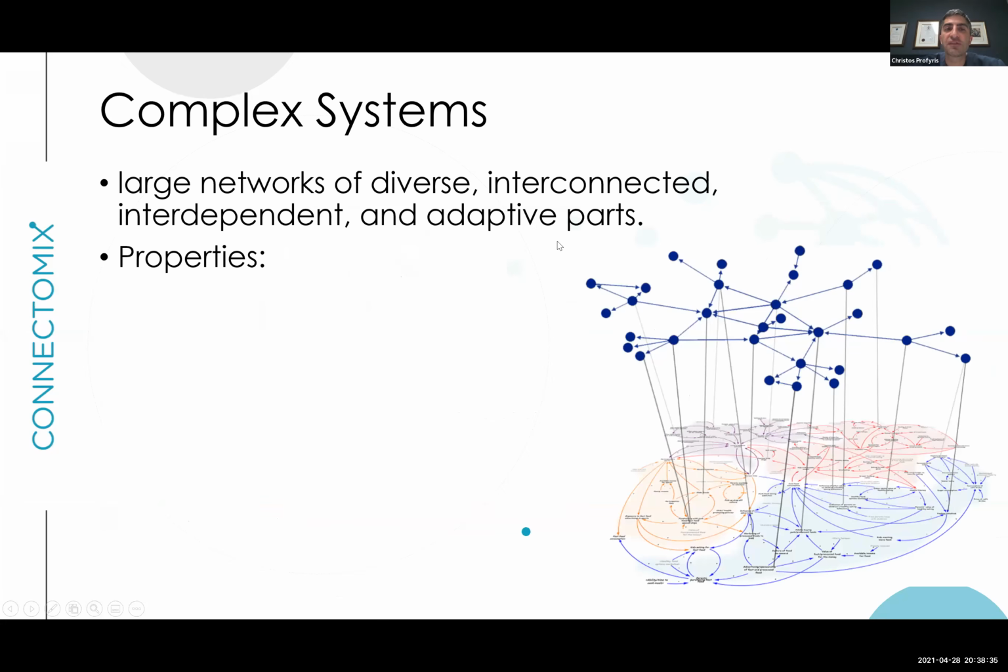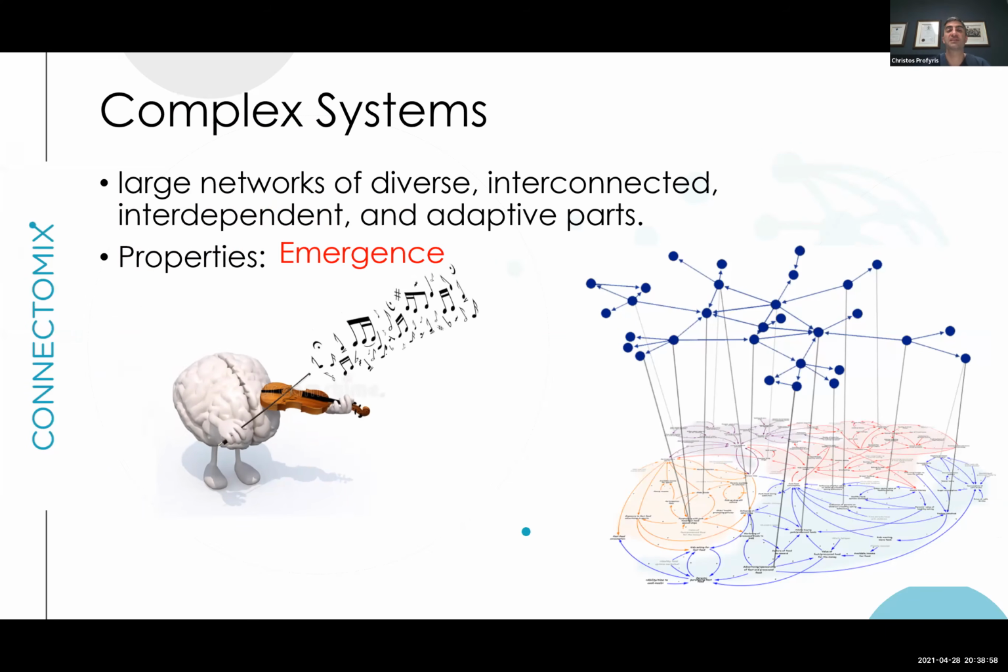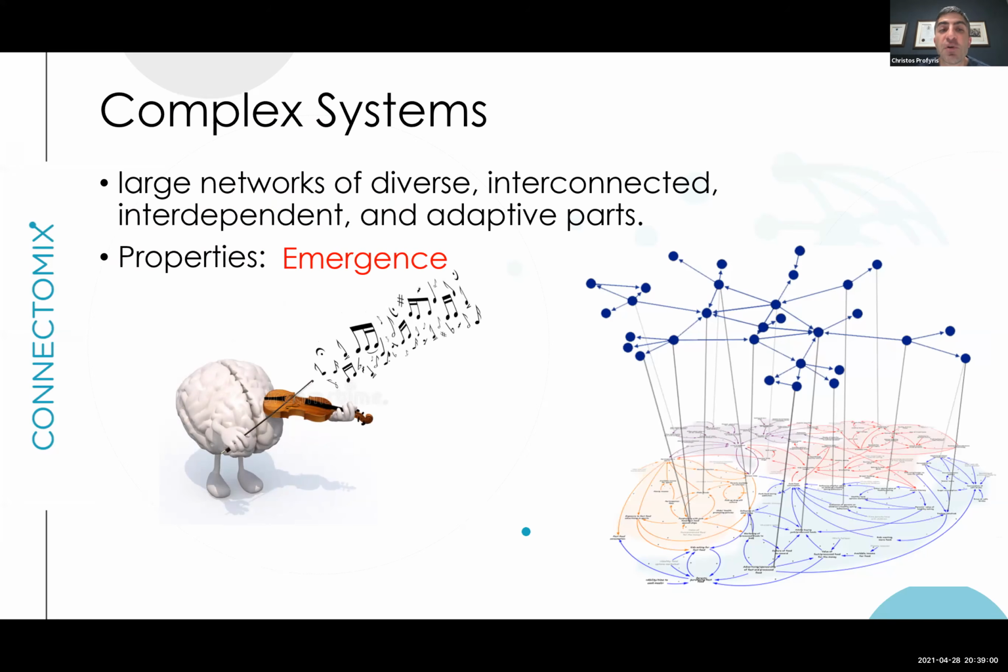I'm going to go on to talk finally about complex systems. There's an entire field called complex systems, and what it does is it studies large networks of interconnected and interdependent areas and their adaptive parts. They've got some special properties, and the brain is a complex system and it shares these properties as well. One of the properties it demonstrates is something called emergence.